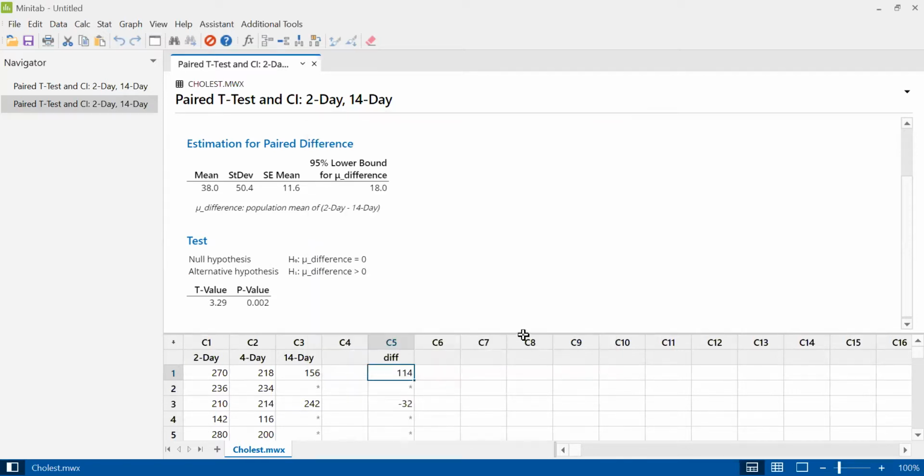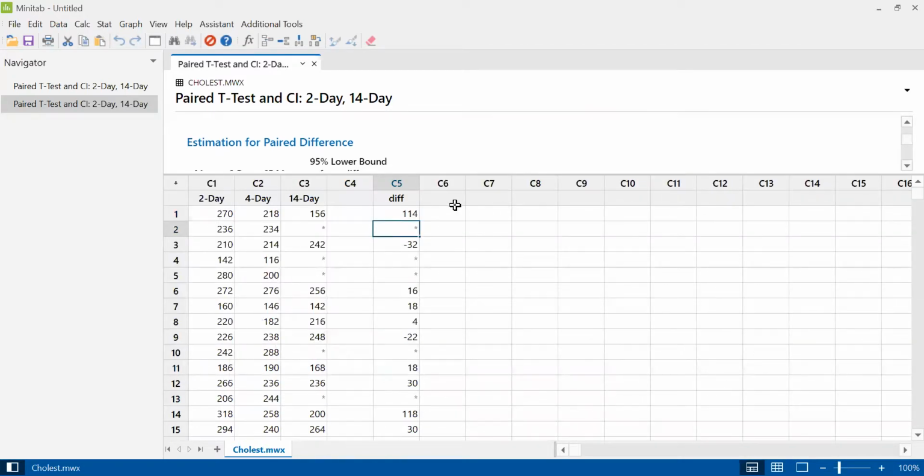So let's just take a look at this column. Here it is. So I got positive difference and negative, positive, positive, positive, negative, positive, right? So you can see it. And I have some of these asterisks in there. What do the asterisks mean? Remember last class I told you the asterisk just means that this person didn't show up to their appointment. So if they didn't show up to the day 14 appointment, then that means I don't have a number to subtract from the day 2, right?